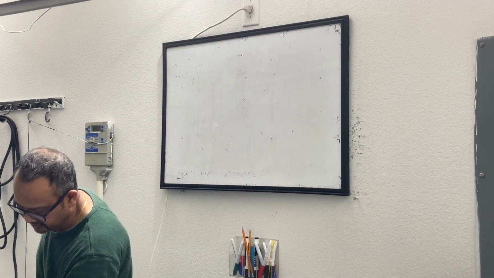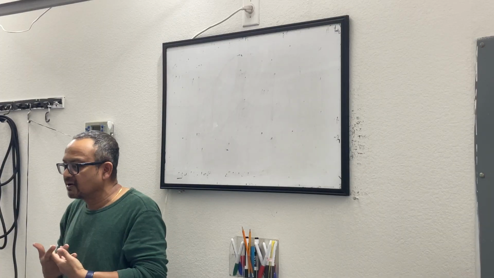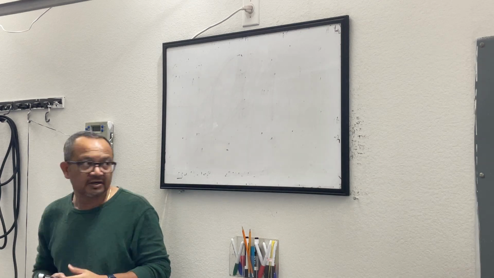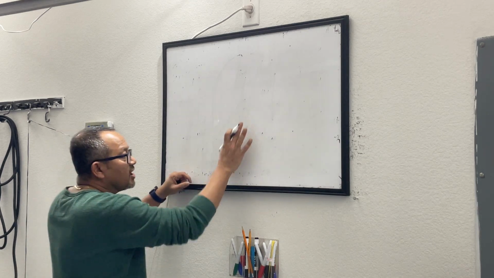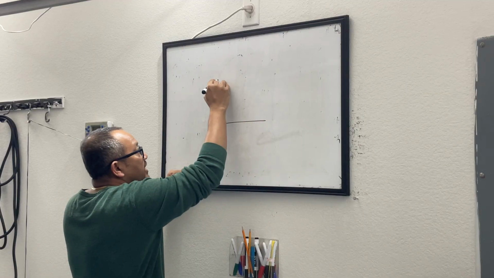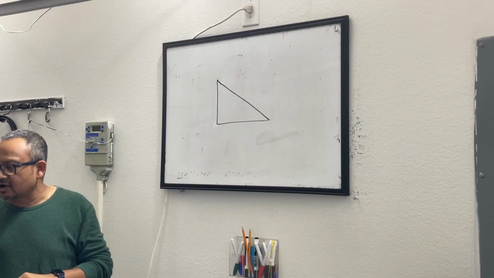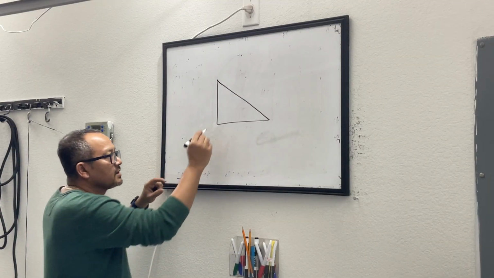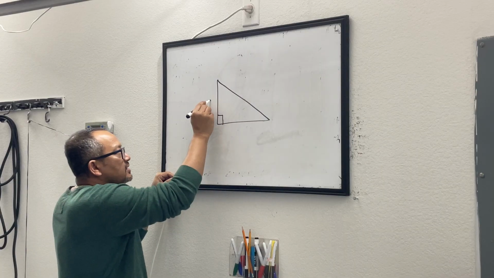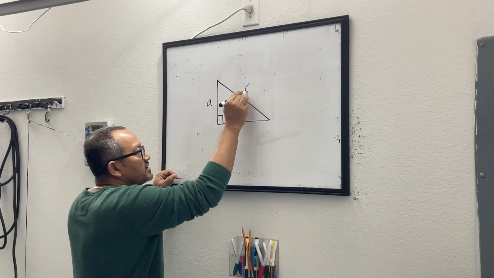Now, let's muddle the water a little bit and try to convince ourselves why we even need to worry about so many new things coming our way. What is the purpose it solves? So let's say I talk about a right angle triangle. As soon as I talk about a right angle triangle, one angle is 90 degrees. Let's say this is side A, this is side B, and this is side C.